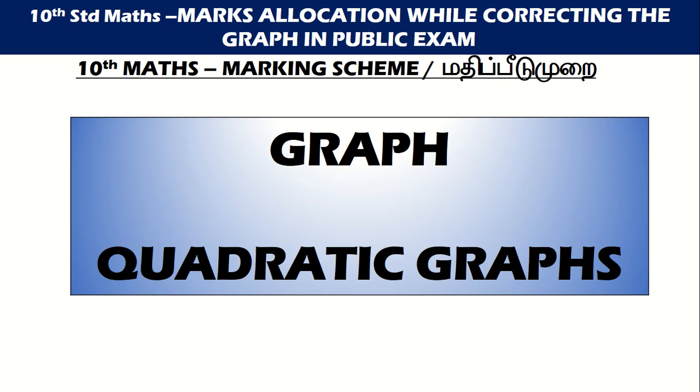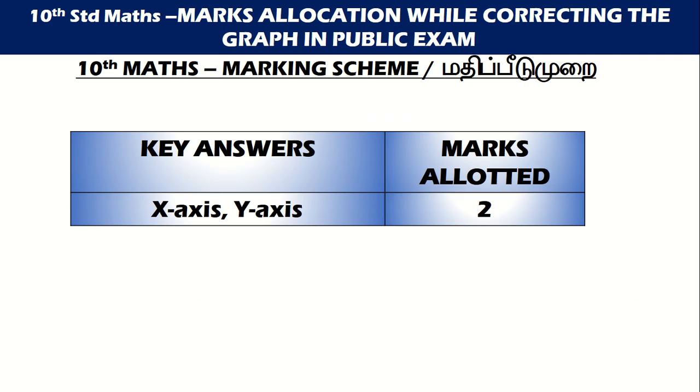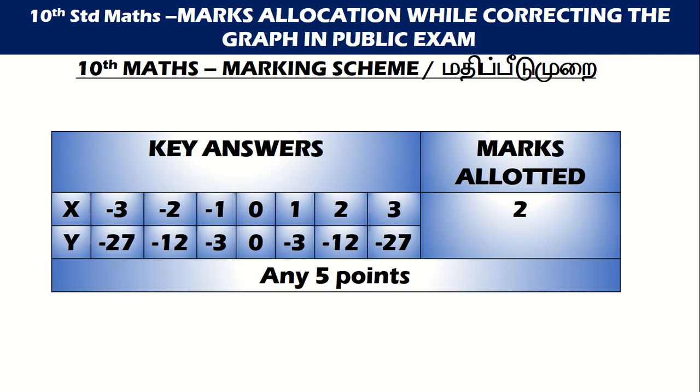So that is for quadratic graphs. Quadratic graphs பத்தி என்னன்னு பார்க்கணும்னா, அதில் X axis, Y axis same, 2 எழுதுனா 2 marks உங்களுக்கு கொடுக்குறாங்க. Then scale எழுதுனீங்கன்னா 1 mark. Then key answers in the table போட்டு நீங்கள் எழுதுனீங்கன்னா, any 5 points எழுதுனீங்கன்னா you will get 2 marks my dear. This is just a format, okay? So இந்த format பிரகாரம் நீங்கள் எழுதுனீங்கன்னா you will get 2 marks.